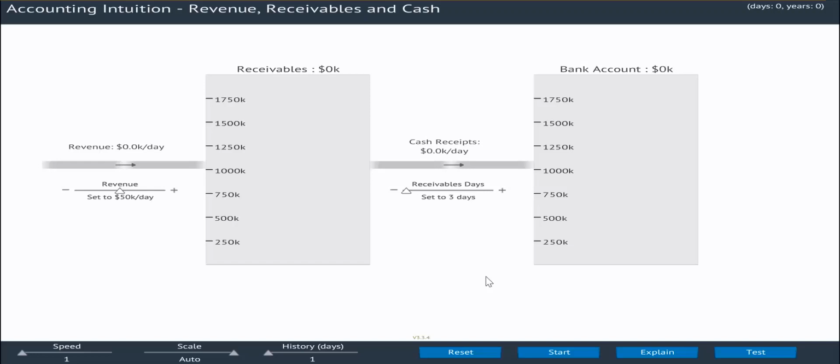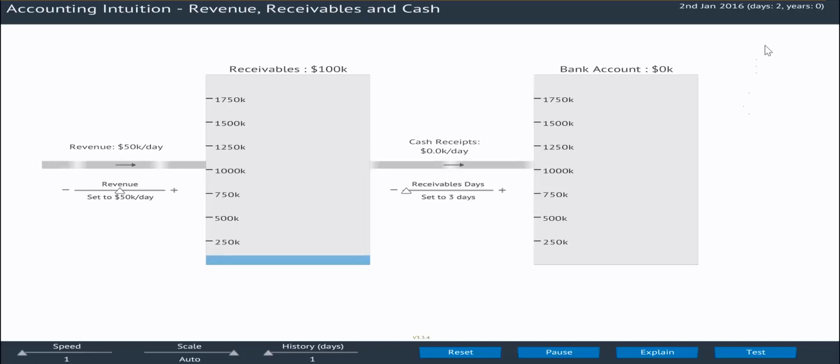The best way to think about the accounting framework is to use a simple analogy of water pipes and tanks. Water is stored in tanks and flows between them through pipes. This interactive model simulates the accounting transactions and balances for the example of selling goods to a supermarket chain. So with this in mind, let's click Start.